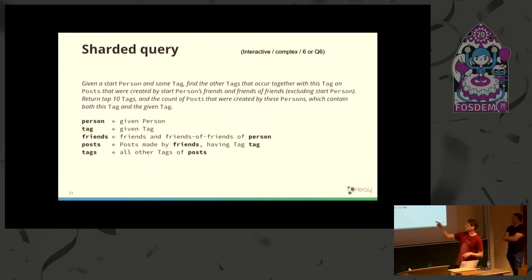So we're given a person and we're given a tag. We want to find friends and friends of friends of this person. Then we want to find the posts made by these friends that have this tag. And the final result is basically all other tags of this set of posts that we have found. Okay, so how would that look?